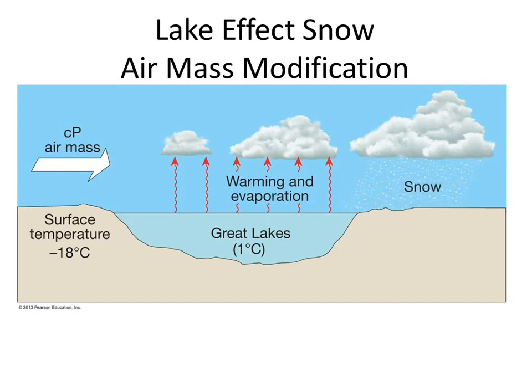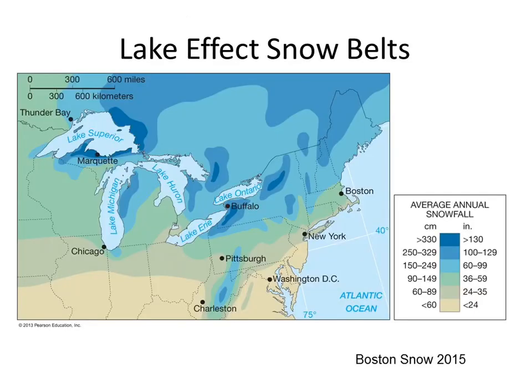And so I think what the previous slide says is if this is cool enough, instead of rain, you're going to get snow. But if it's warm enough, you'll get rain. So that's lake effect snow. So here's a figure from your textbook that shows, like I said, the dark blue is lots of snow. And you can definitely see it to the east side and the northeast.